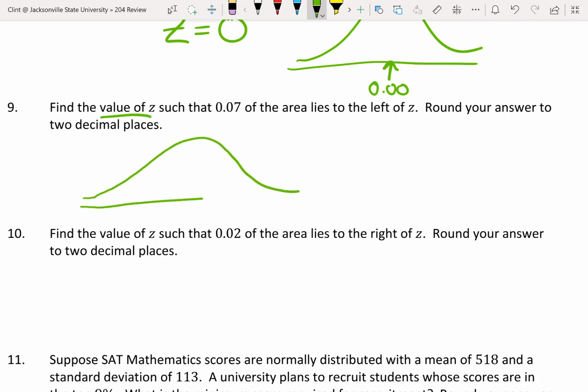So this is one of those inside-out problems. We've got a z that we're looking for, and the area to its left is 0.07. These are the ones where we look at the numbers inside the table for our area, and then read to the outside of the table to get the z's, section 6.4. So we're trying to get as close as we can to 0.07 or 0.0700.